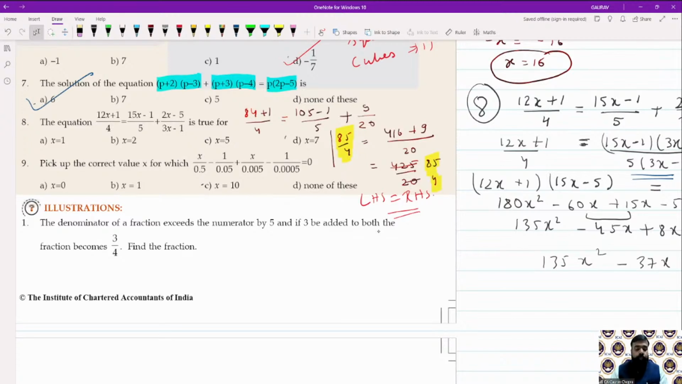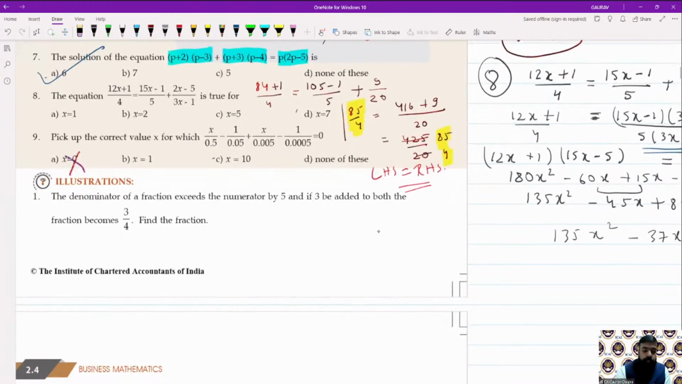See, if we put 0, check now orally. Since we are putting 0, the first value and third value will completely become 0. Then the other two values are negative and negative. So will the whole result be 0? No. So this will not satisfy. So option number 1 is rejected. Similarly, option number B, if we are keeping 1, then also we are unable to cancel them.